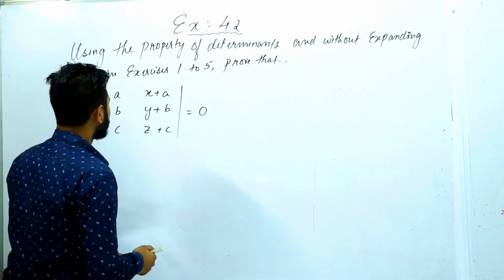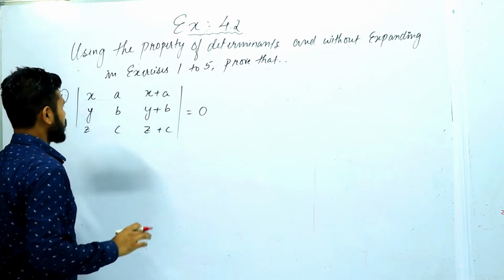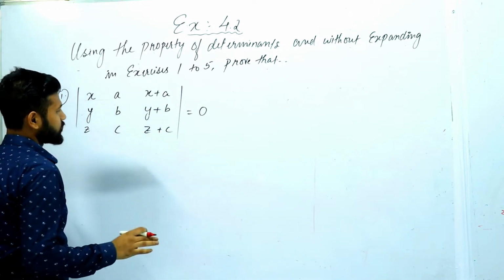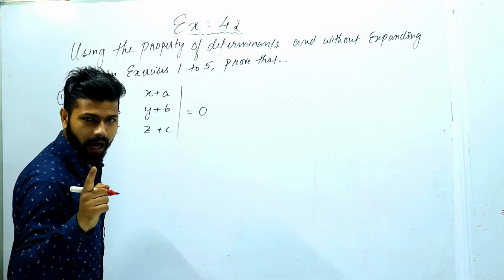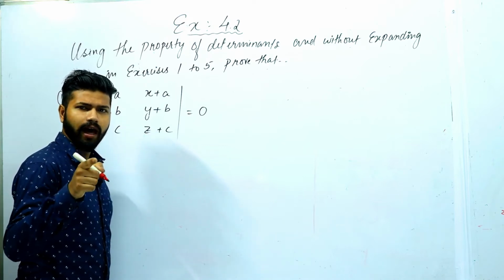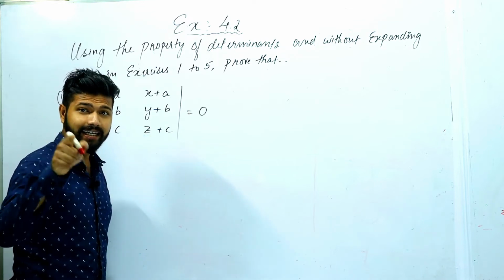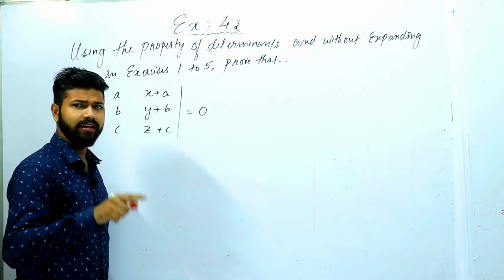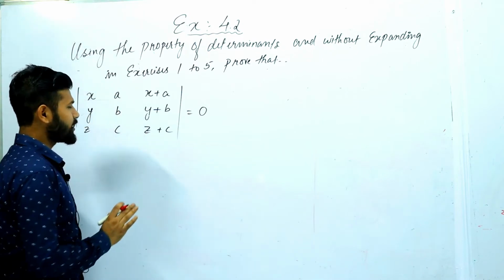My dear, you can see the first row is x, a, x plus a; y, b, y plus b; z, c and z plus c. How can you make it 0? We have a property, 3 or 4, which says that if any two rows or any two columns are identical, meaning the same, then the result of the determinant gives you 0. So here we can make it 0.